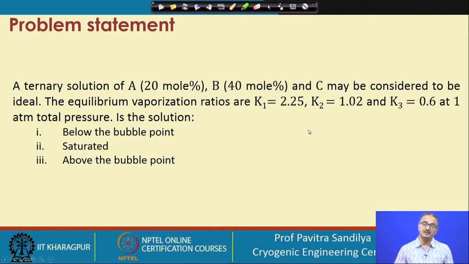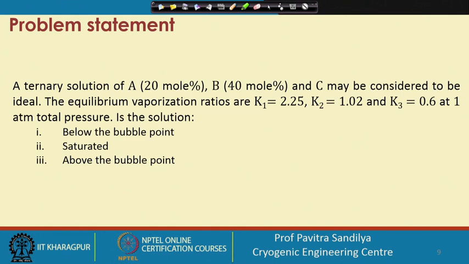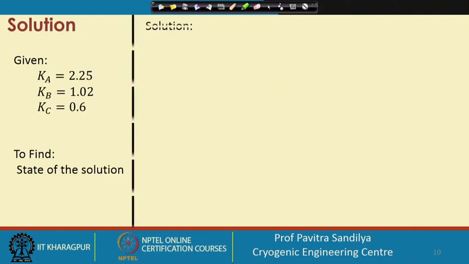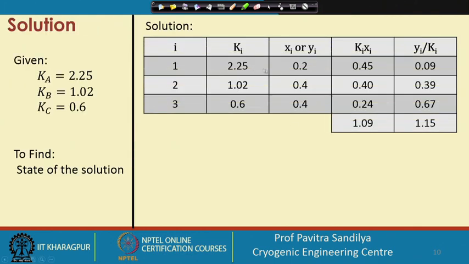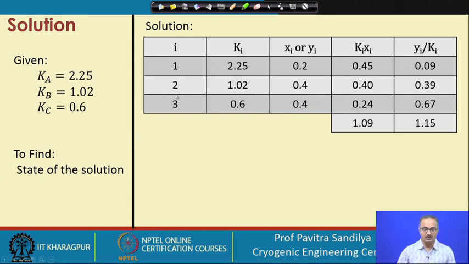And as we learnt earlier, because some of the K's are more than 1 and some of the K's are less than 1, it is not directly possible for us to ascertain the state of the mixture. So, what we do is make a table. In this table, we put i, the component names 1, 2, 3, which are nothing but A, B, C, and then we have the Ki values 2.25, 1.02 and 0.6, and X or Y.